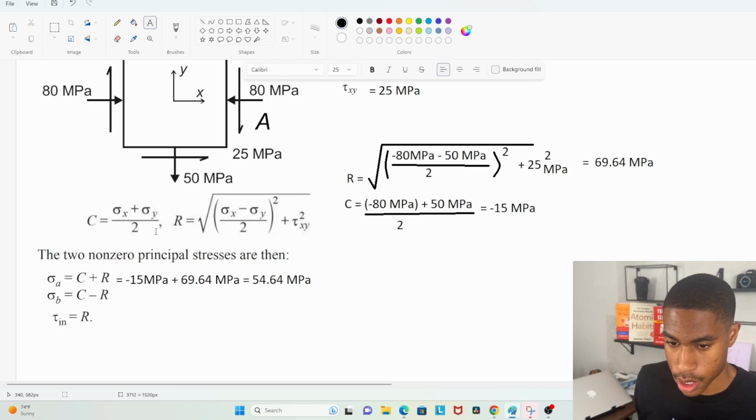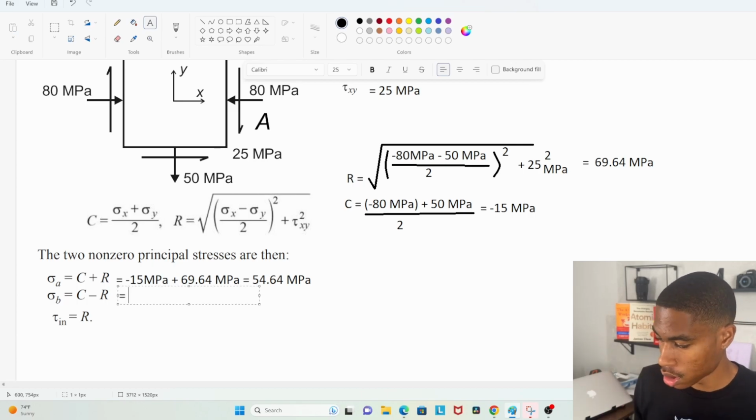What about our other principal stress? It's again negative 15 megapascals, minus 69.64, which is equal to negative 84.64.